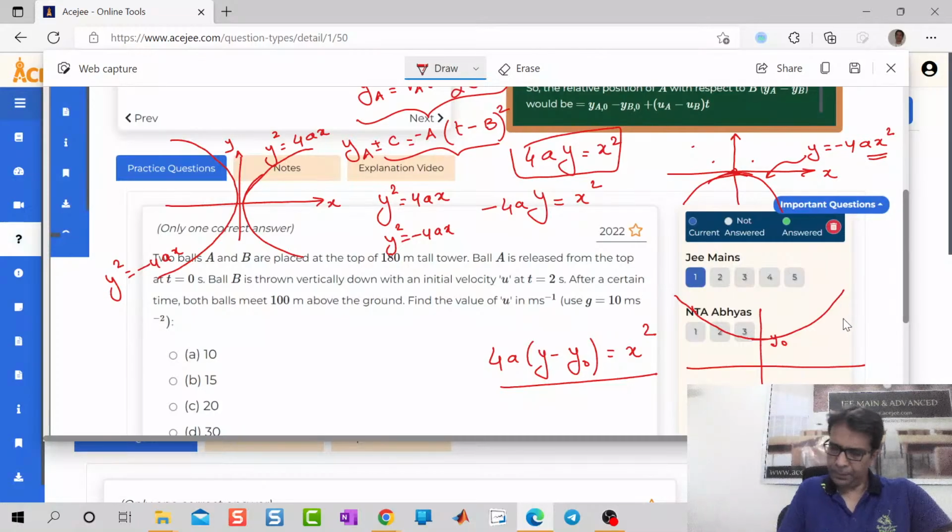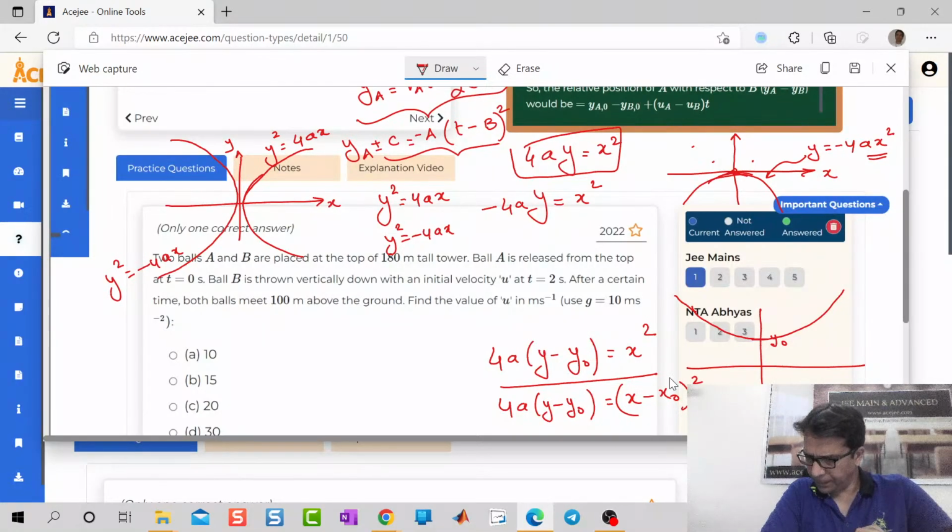Yes, sir. Okay. If we were to write this as 4a times y minus y0 is equal to x minus x0 square, how will this look like? So it will shift on the x-axis. So at x equals to x0, y is equal to y0, correct? Yeah. Yes, Peter? Yeah.